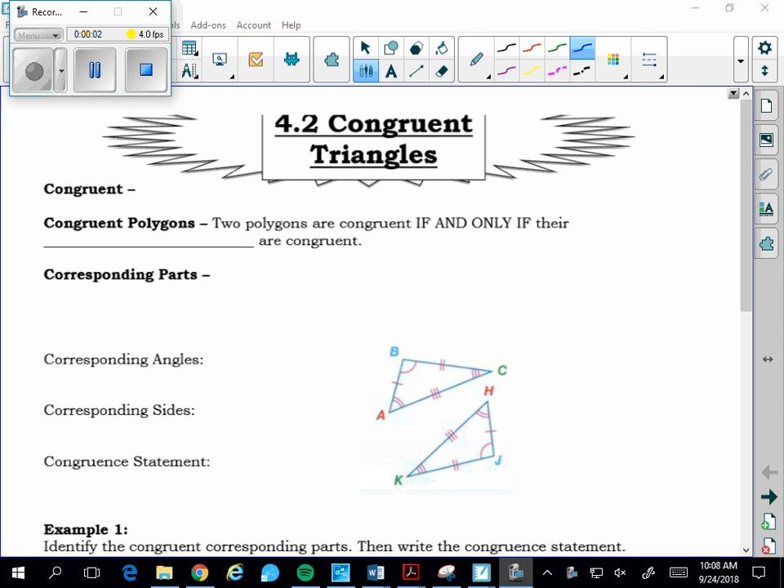Okay, today we're going to talk about congruent triangles, building on what we did in the video yesterday and in class today. First thing you want to do is define what it means to be congruent. That definition has not changed from how we've used it before. It means the same or equal.